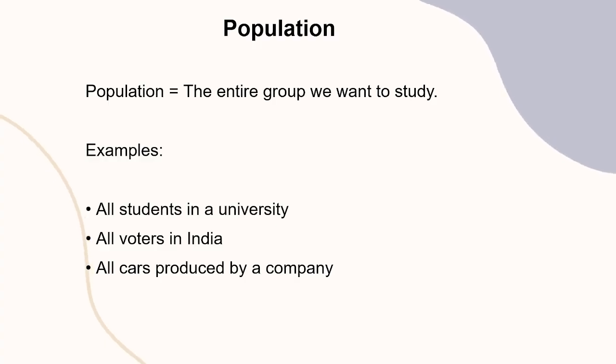So, what is population? In statistics, population does not mean only people. A population means the entire group that we want to study. For example, all the students in a university. If we want to study the average height of students in a college, every student in that college is a part of population. So remember this simple idea. Population is the complete group we are interested in studying.